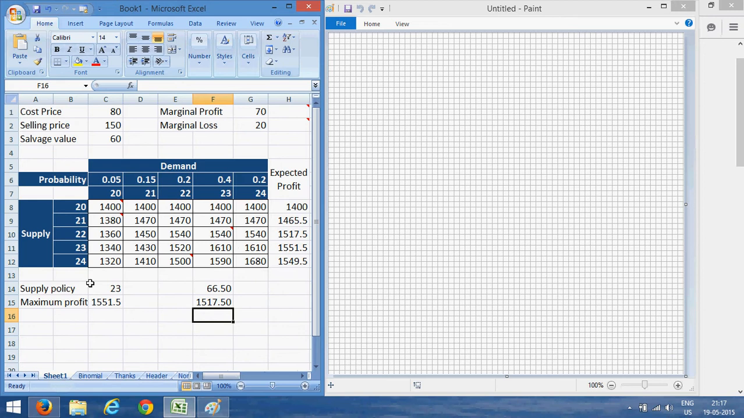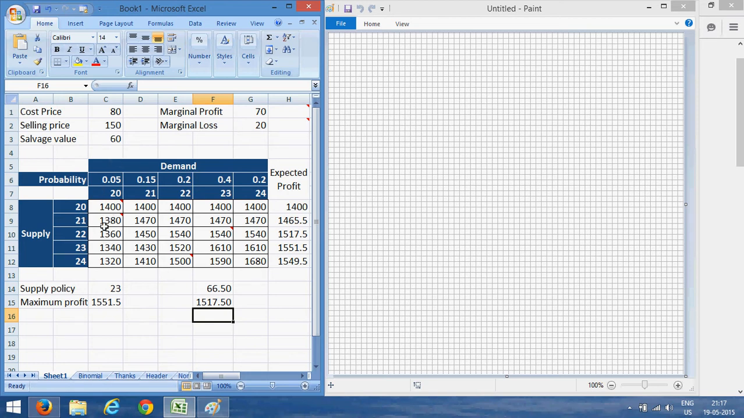Here we had an object. The cost price was $80, the selling price was $150, and the salvage value or the scrap value was $60. The marginal profit from selling one additional item was $150 minus $80, $70. The marginal loss of having one unsold item is $80 minus $60, which is $20.